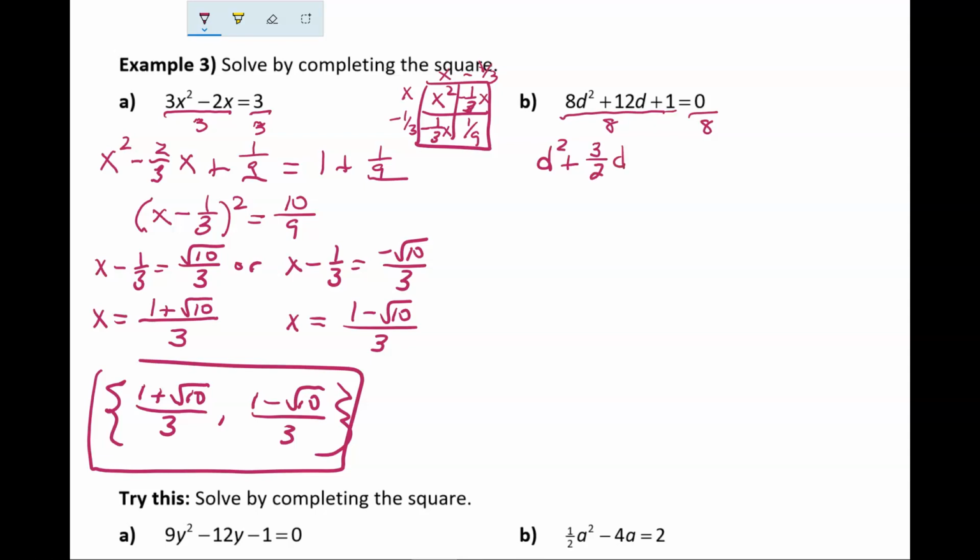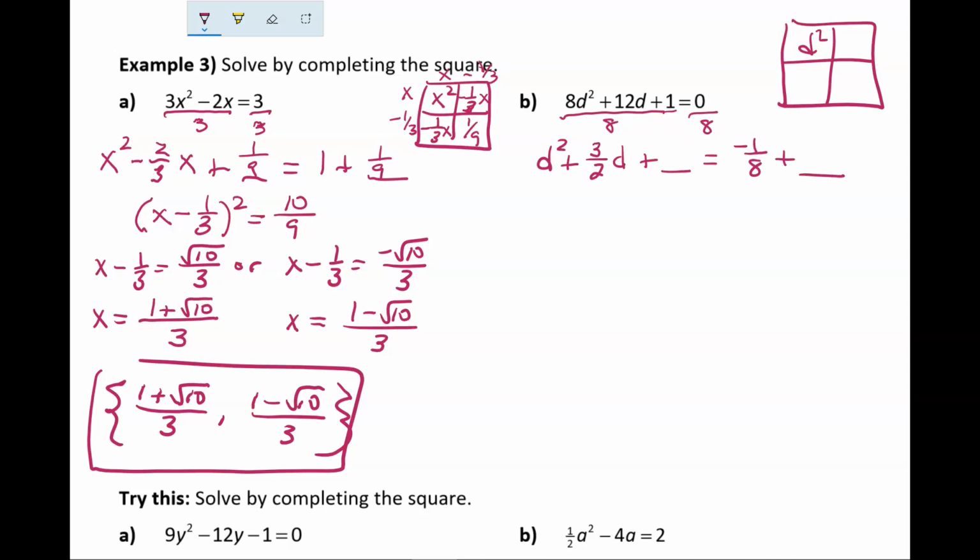And then that 1/8 will need to move to the other side of the equation, so I'm going to subtract the 1/8 from both sides and insert my plus blanks. Now let's complete the square, d squared in the upper left. And then I need to take 3/2 and divide it into two equal pieces.